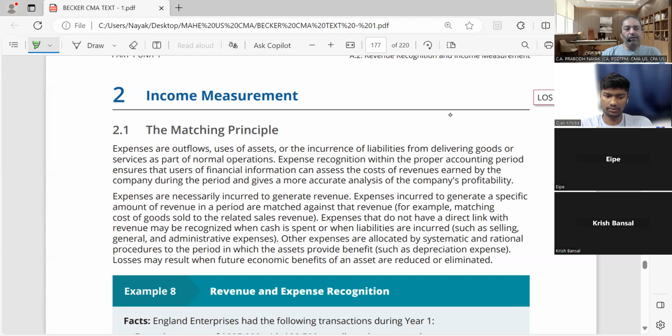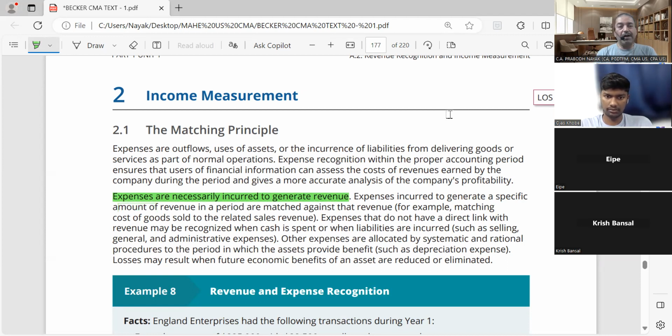It means that when we are producing something or when we are rendering service to a client, we incur expenses, and after incurring expenses, the revenue is generated. So the best way of finding out the profitability is to match the expenses which have been incurred to generate the revenue. Okay, expenses are necessarily incurred to generate revenue. See this, expenses are generally incurred for generating revenue. So without expenses, you cannot earn revenue.